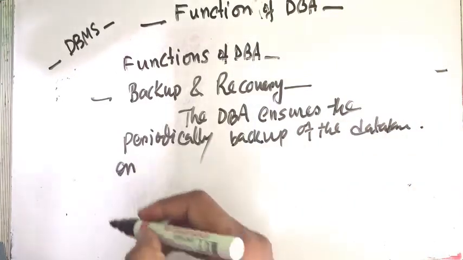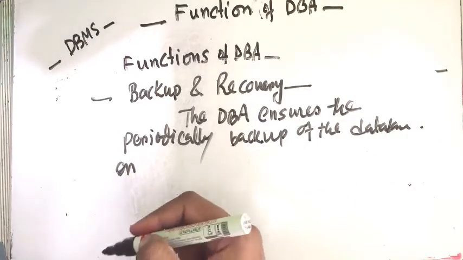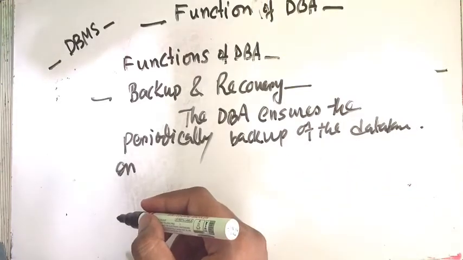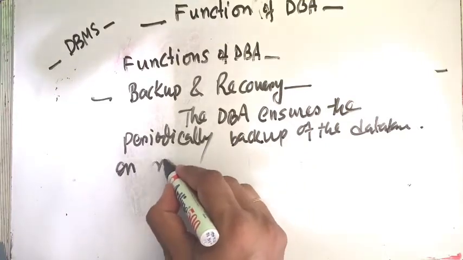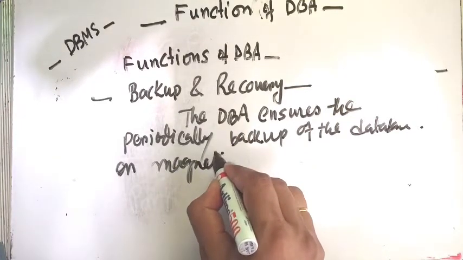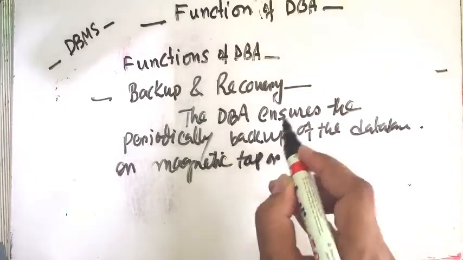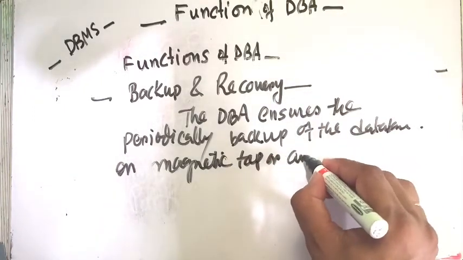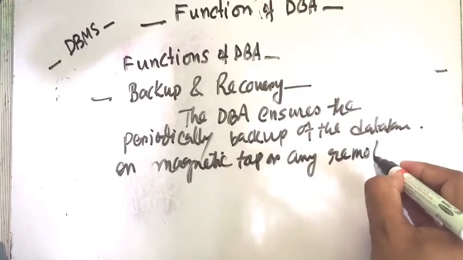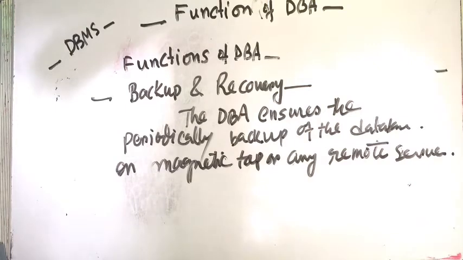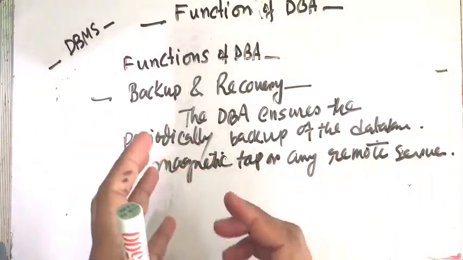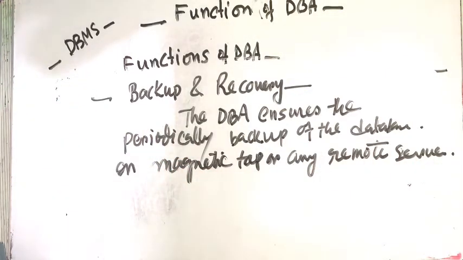You can store it in a magnetic device, pen drive, magnetic tape, or any other secondary storage backup device. So the DBA ensures the periodic backup of the database on magnetic tape or any remote server, so that we can access it whenever required. In case of failure, we can access that backup data. So these are the functions of the DBA.